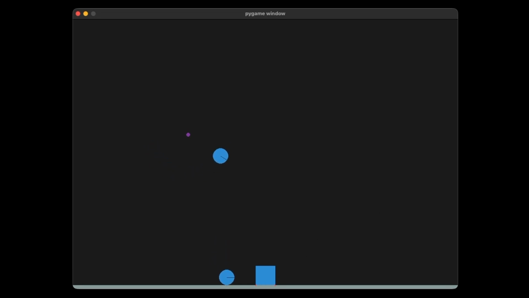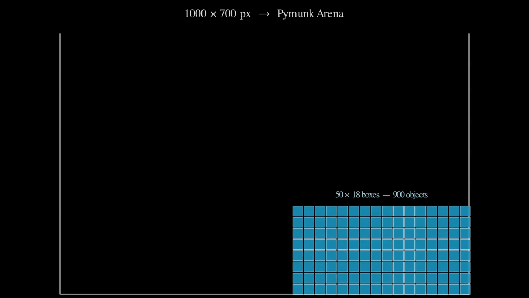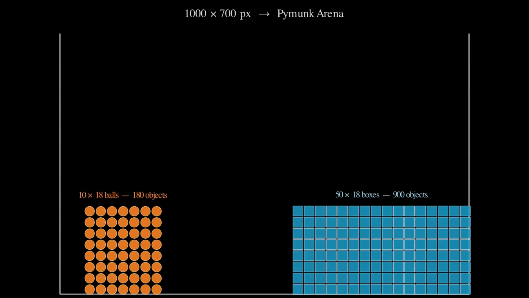Now we scale up. Our final simulation has 3 invisible walls, a floor, a left wall, and a right wall, forming an enclosed arena. Inside it we spawn 2 massive object clusters, a tower of 900 blue boxes on the right side, and a dense grid of 180 orange balls on the left.